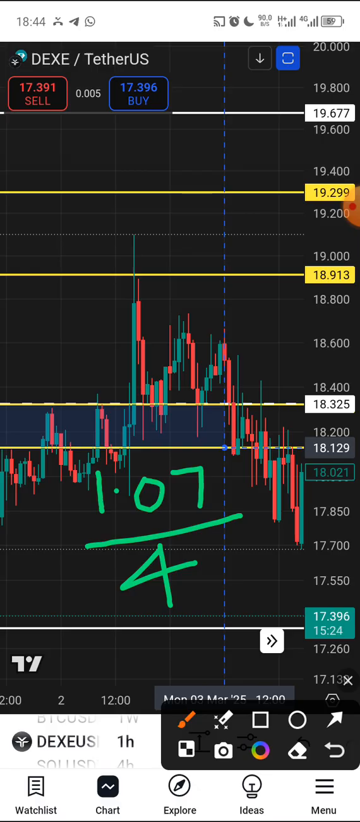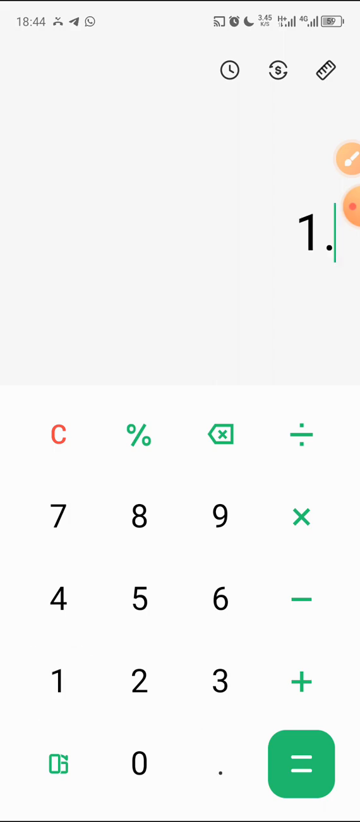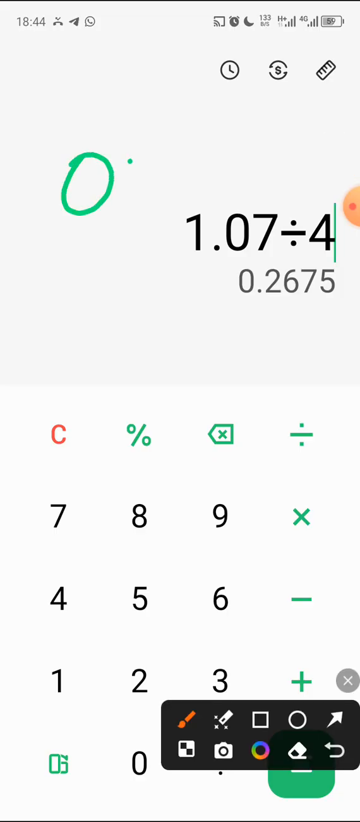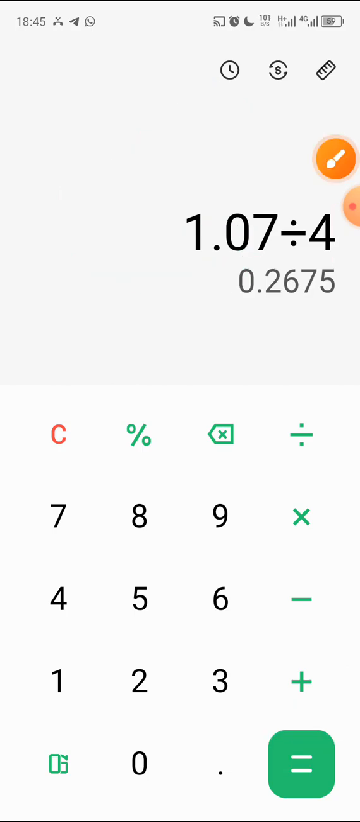Okay, so you come open your calculator. You say that 1.07 divided by 4, meaning you'll have a drop of 0.67, or you can round off to 0.7. I hope that is clear. 0.7. So this is how you set it.